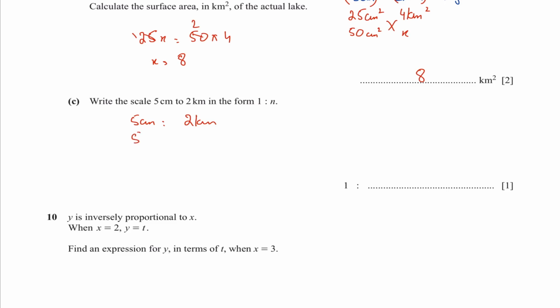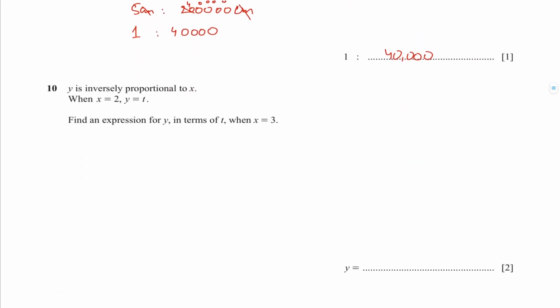So I'll let 5 centimeter be as it is, and I'll change 2 kilometers to centimeters. To change 2 kilometers to meters, I'll multiply it by 1000, and then to change that to centimeters, I'll multiply it by 100. Both values are now in centimeters, which means we can ignore the units and simplify this. 5 ones are 5, 5 fours are 20, and then we're going to have 4 zeros. So 1 is to 40,000 is going to be your answer.